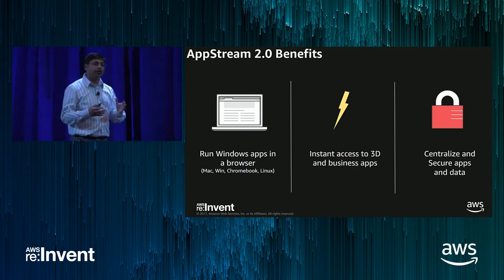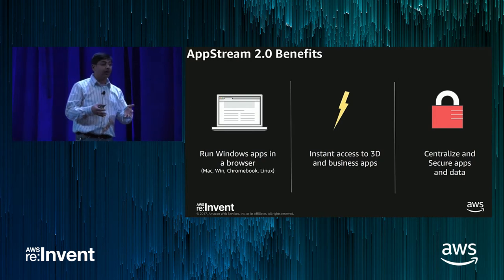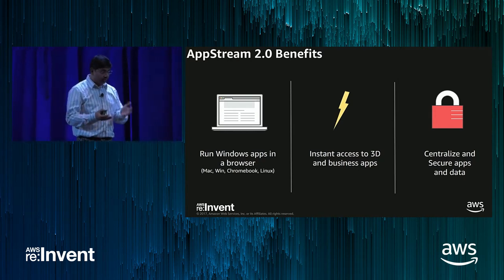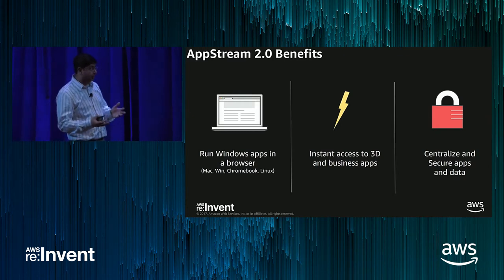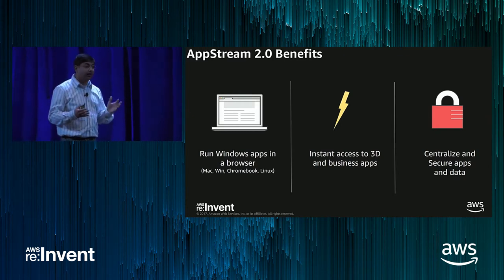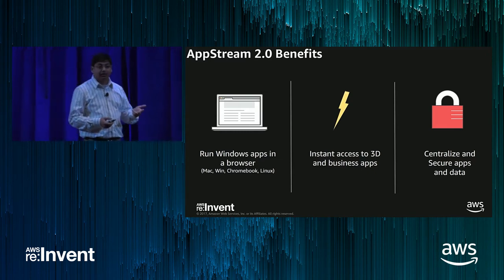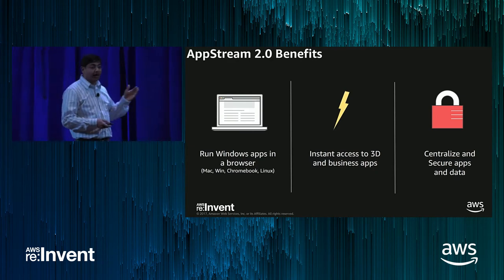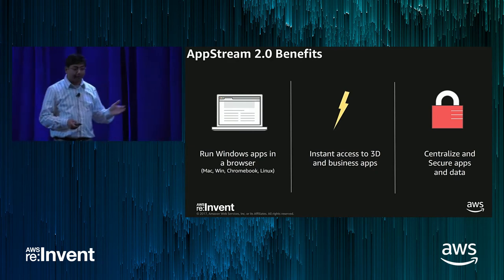The AppStream instances are provisioned in your Amazon VPC. You can enforce your custom security groups, your policies, your controls. You can completely control the application instance, the data, and any other resources that your application needs, all in Amazon VPC, so that your apps and data are completely secure.